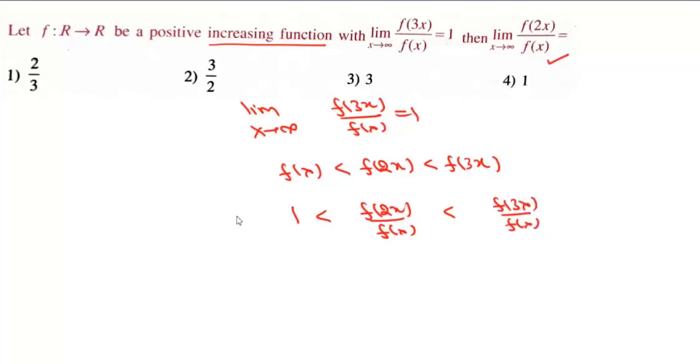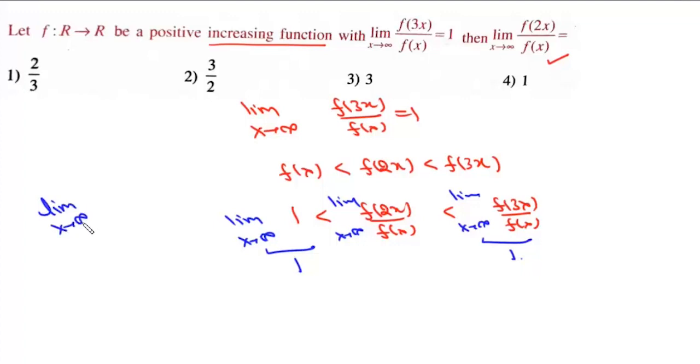Now if we take this limit x tends to infinite, this is 1, and in the question it is given that this limit is also 1. Then from sandwich theorem we can say that this limit x tends to infinite f2x upon fx will also be 1, and that's your option 4.